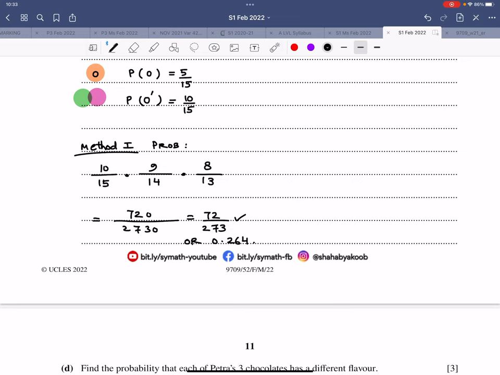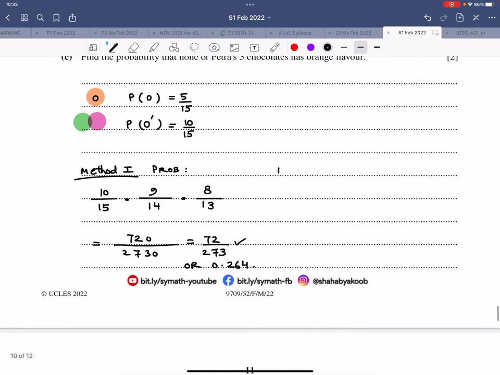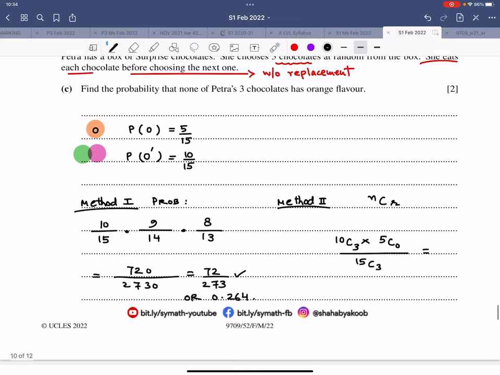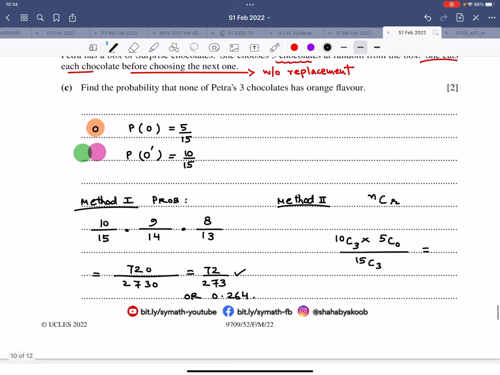Method two, that is the concept of NCR. The denominator is 15C3. The numerator is selecting nothing out of orange, 5C0, and then selecting 3 out of 10. So this is 10C3 divided by 15C3. Use a calculator, you should get the exact same answer. So there are 2 different ways of doing this particular question.